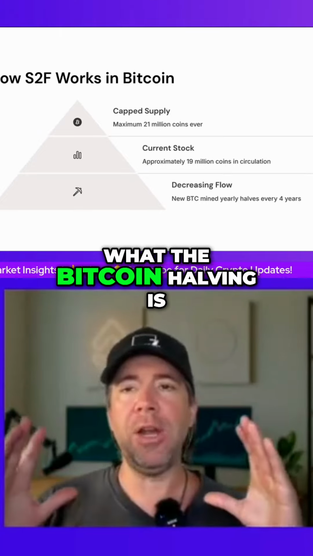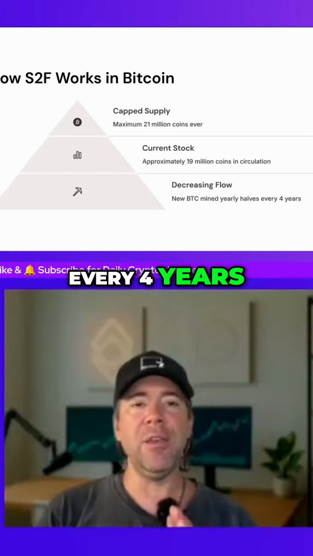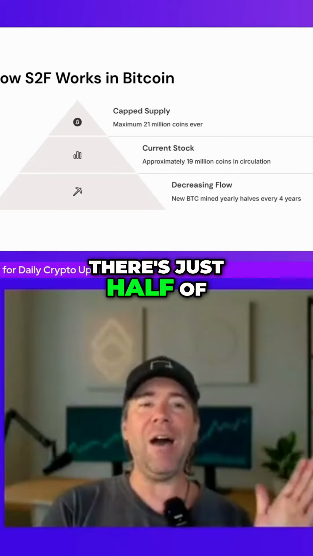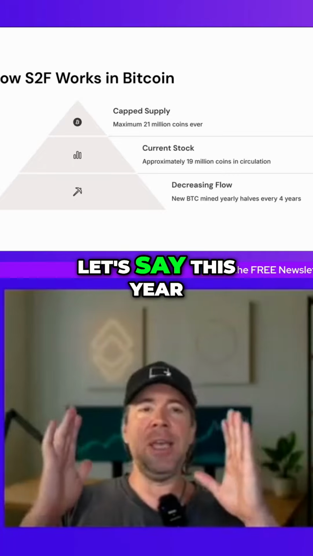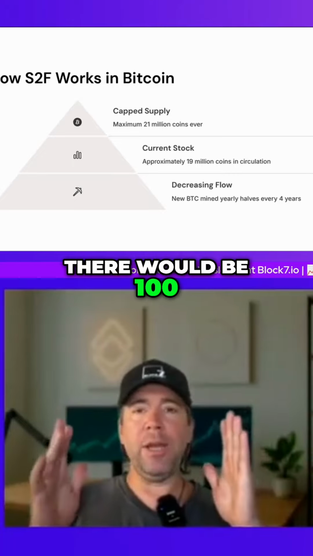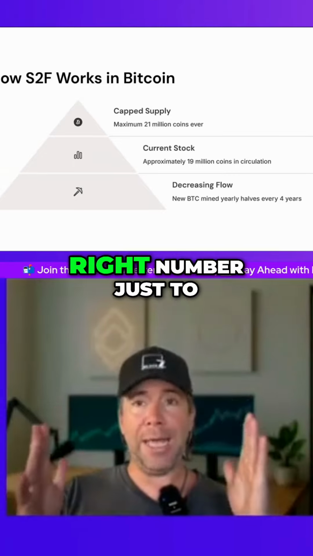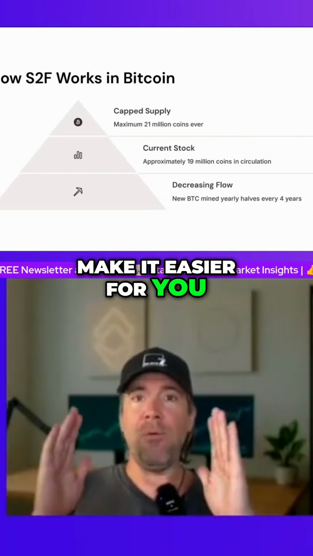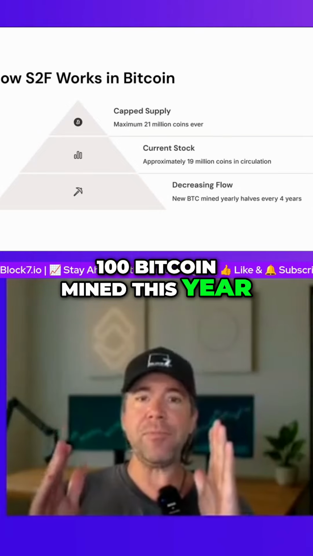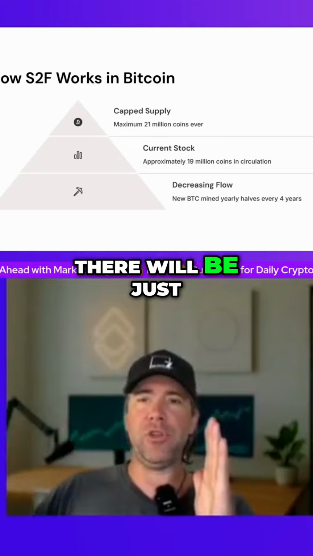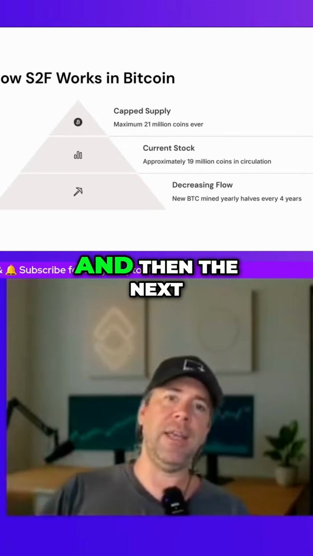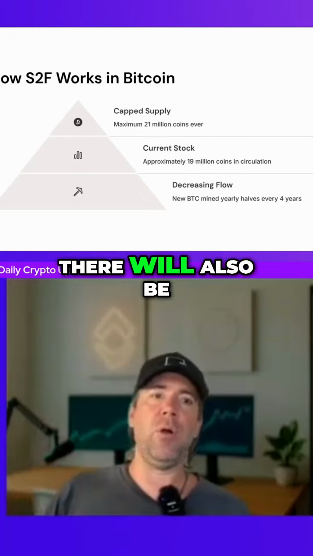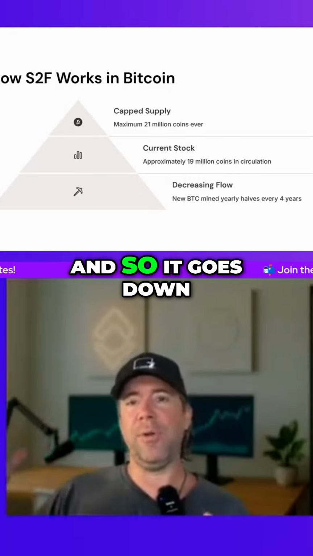If you don't know what the Bitcoin halving is, every 4 years, the number of Bitcoin mined is cut in half. A very simple example would be, let's say this year there would be 100 Bitcoin mined, which is not the right number, just to make it easy for you. In 4 years, there will be just 50 Bitcoin mined. And then the next 4 years, there will be just 25, and so it goes down.